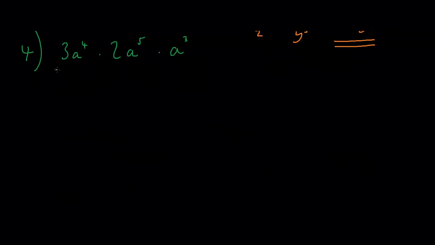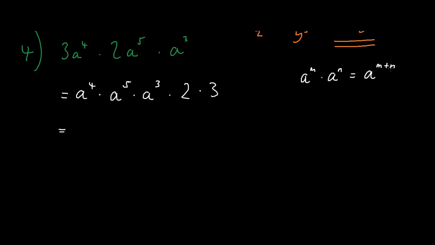Now, for the last expression, 3 multiplied by a to the power of 4 multiplied by 2 multiplied by a to the power of 5 multiplied by a to the power of 3 is the same as saying a to the power of 4 multiplied by a to the power of 5 multiplied by a to the power of 3 multiplied by 2 multiplied by 3. And we already know that a to the power of m multiplied by a to the power of n equals a to the power of m plus n.